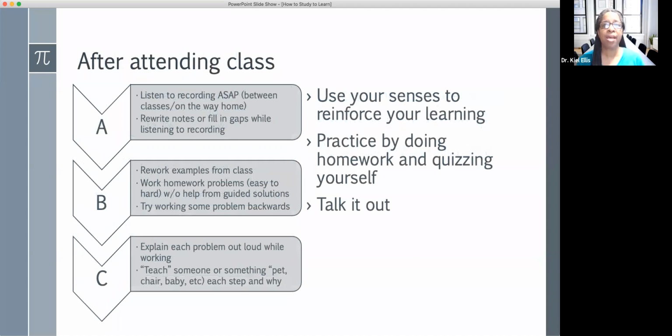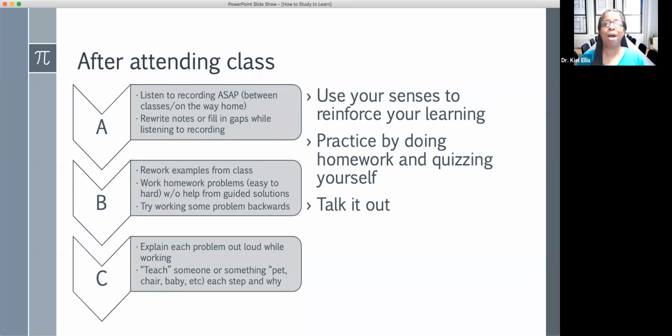After attending class, listen to the recording that you made on your way home as soon as possible. Rewrite your notes and fill in the gaps. If you can't rewrite them, at least fill in the gaps that you can fill in using the recording. Rework the examples from class. Rework your examples, work the problems in your homework assignment without the guided help.